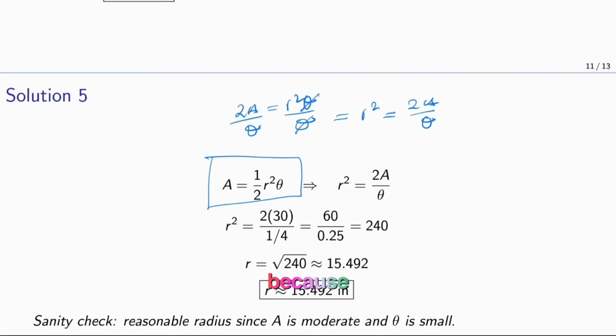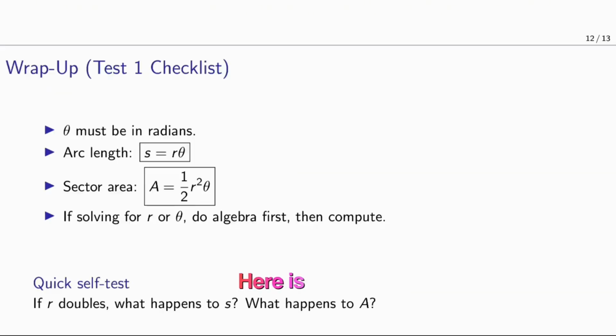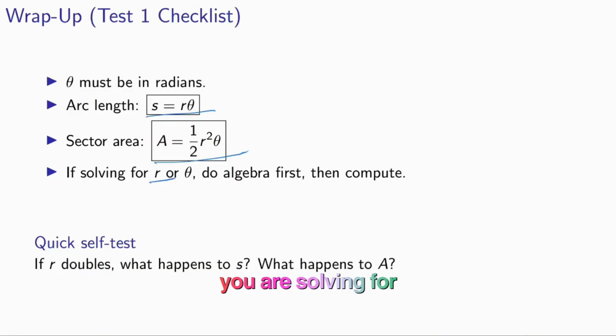Quick check here: because the angle is small, you need a decent radius to get an area of 30, which is reasonable. Here is a quick checklist before you go. The arc length is radius multiplied by theta. Sector area is 1/2 the square of the radius multiplied by theta, and always make sure that theta is in radians. And if you are solving for radius or theta, do the algebra first, then compute.